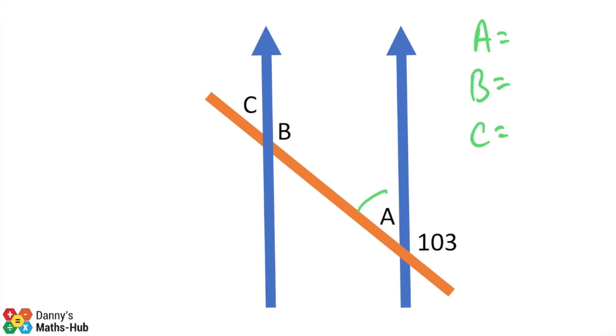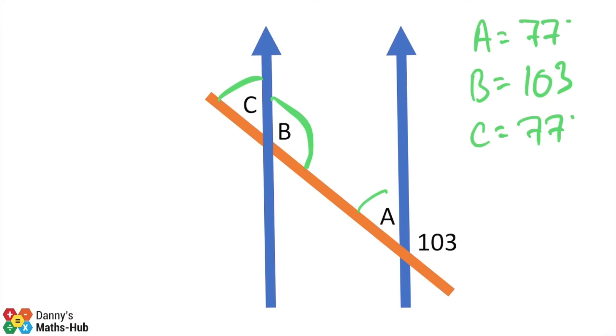A is angles on a straight line, so we know that this is 77 degrees. B is corresponding with 103, so we know that this is going to be 103. And C is corresponding with A, so that'd be 77. But we'd have to give reasons. So our reason for A is exactly what I said, angles on a straight line. The reason B is 103 is because of the reason I said, corresponding angles. And the reason C is 77, again, is because A and C are corresponding.